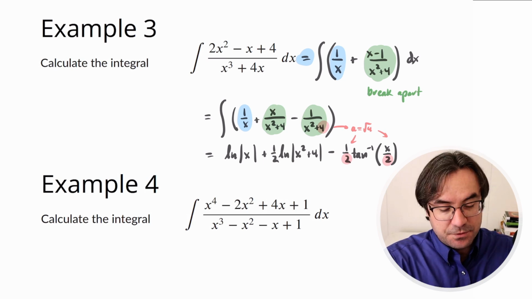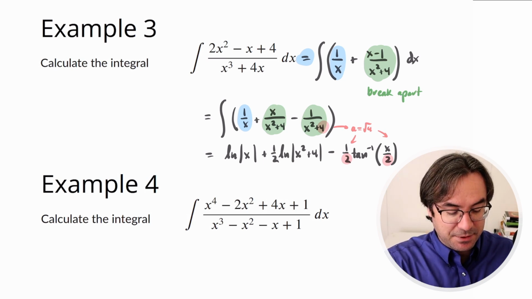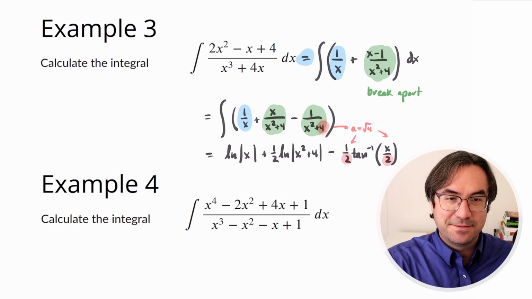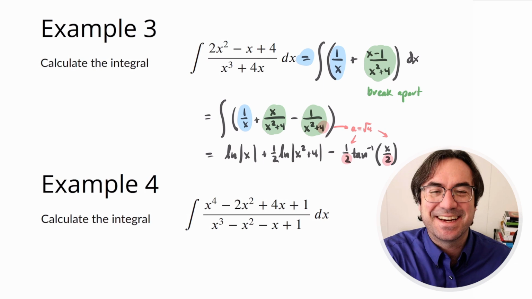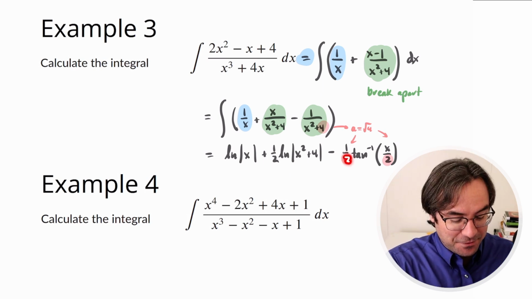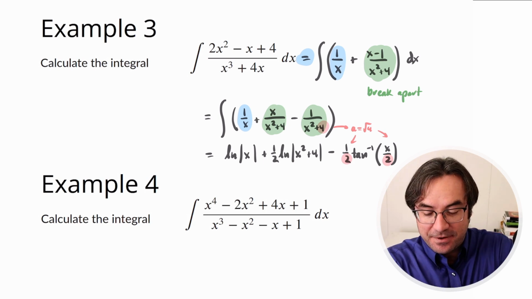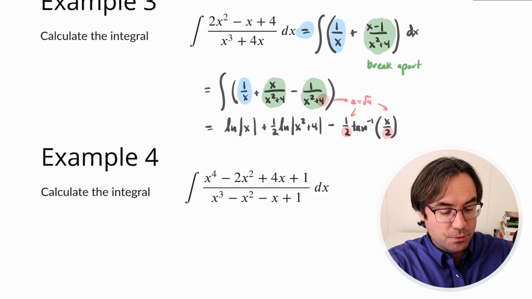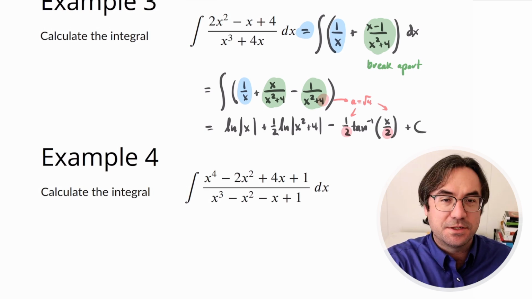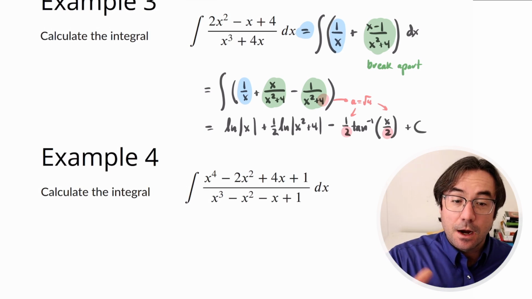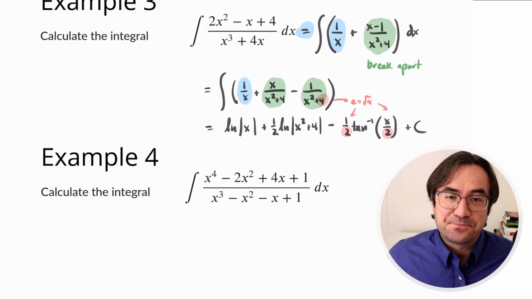If this was something like a 9, then we'd have a 1 over 3 and a 1 over 3. And then finally, just throw on the usual: we're doing an indefinite integral, so plus C at the end. All right, so this is the idea.